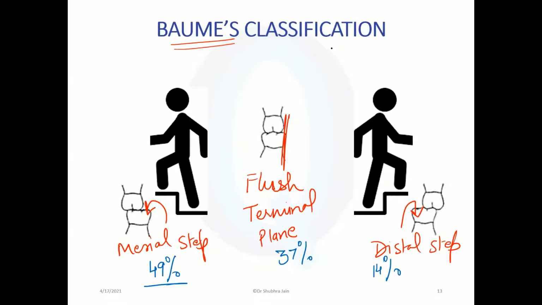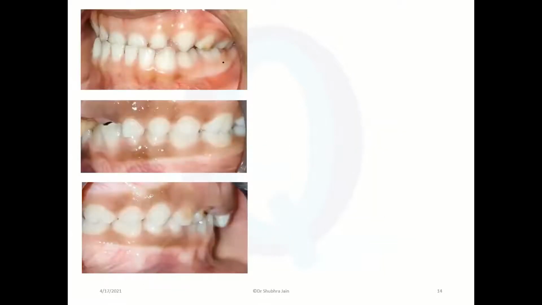Just hold on. Now, these are real patients' photographs from my clinic. I'm just going to ask you, what is this? This is the lower molar. This is the upper molar. What is the Baume's classification in this? Everyone? This is a distal step.